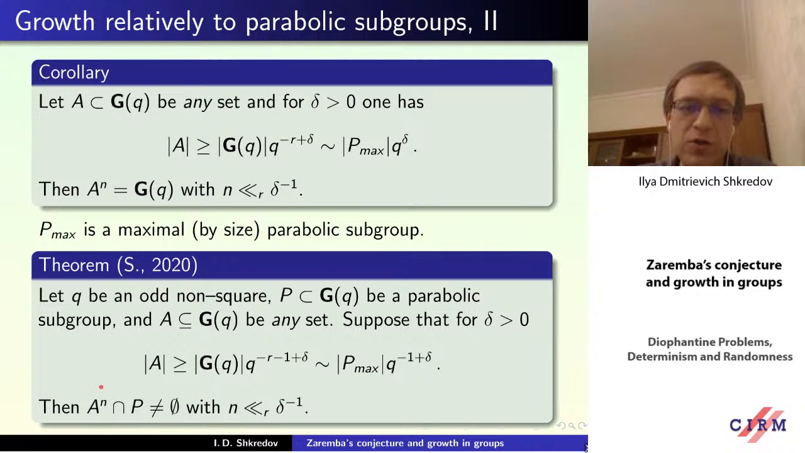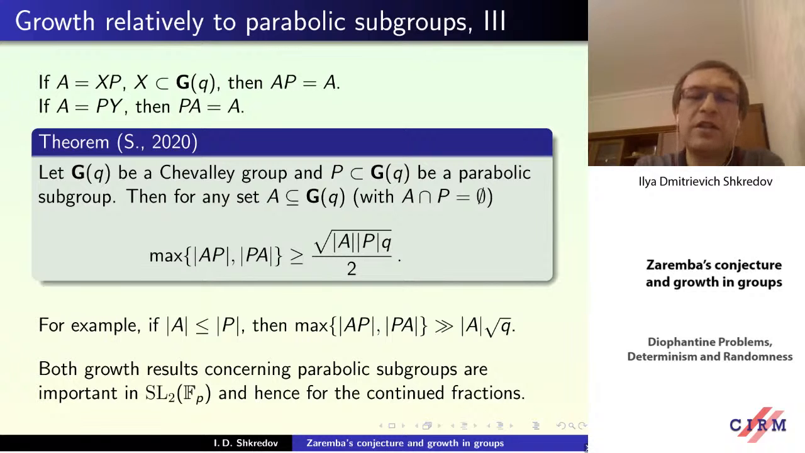Suppose that I want to find a non-empty intersection of A^n and any parabolic subgroup. Then actually I can improve this restriction. I consider any set of size p_max times q to the delta over q, and for such small sets, anyway, A^n intersects P. So basically, I improve this classical result by this one, and this one is very important for me.